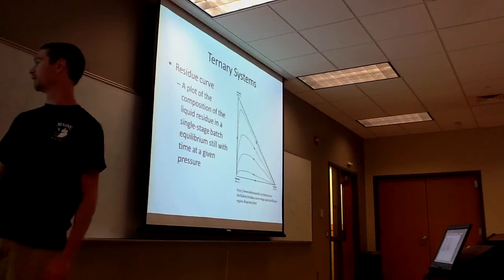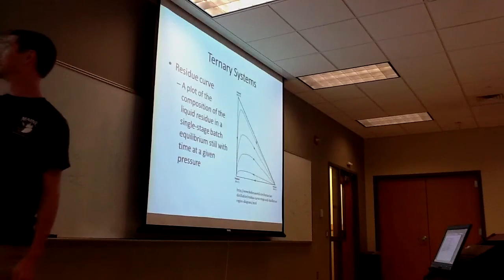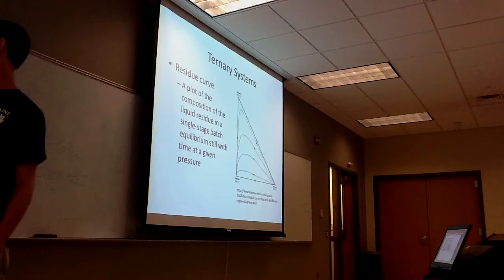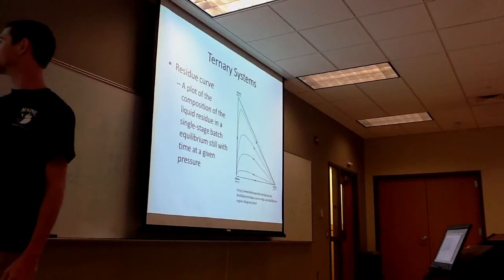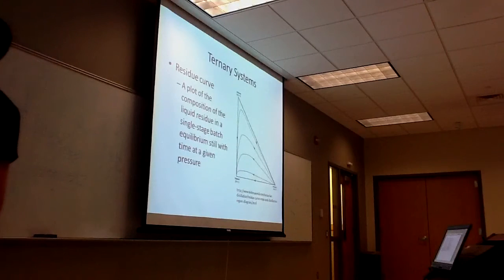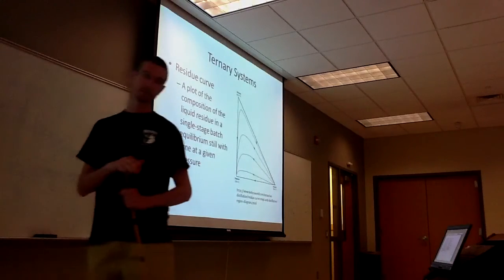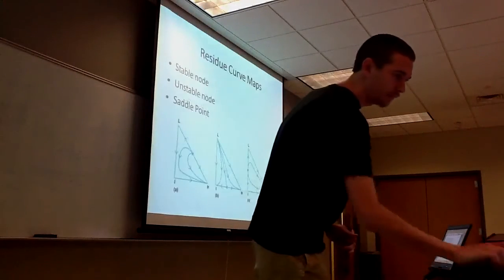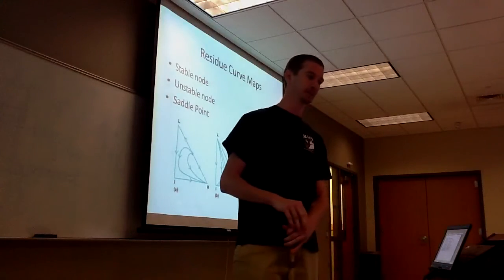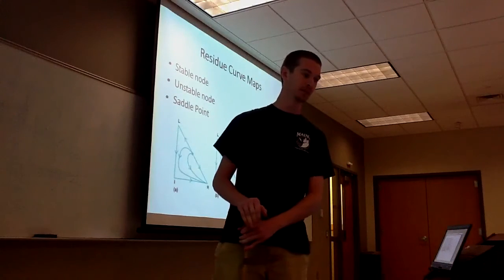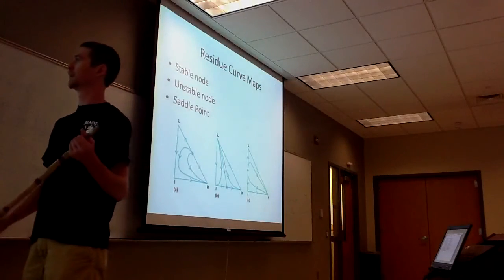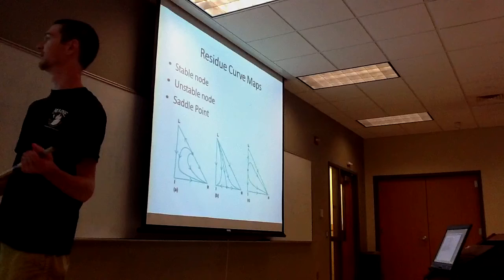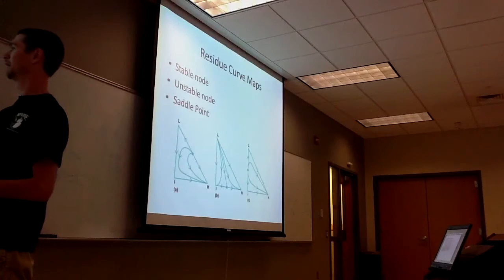So this starts out with pentane here. And as temperature increases, you see different paths it takes. But all of these, eventually as the temperature increases more, will convert to heptane. And here are some residue curve maps. There are 3 different types of points that I would like to point out: stable node, unstable node, and saddle point.